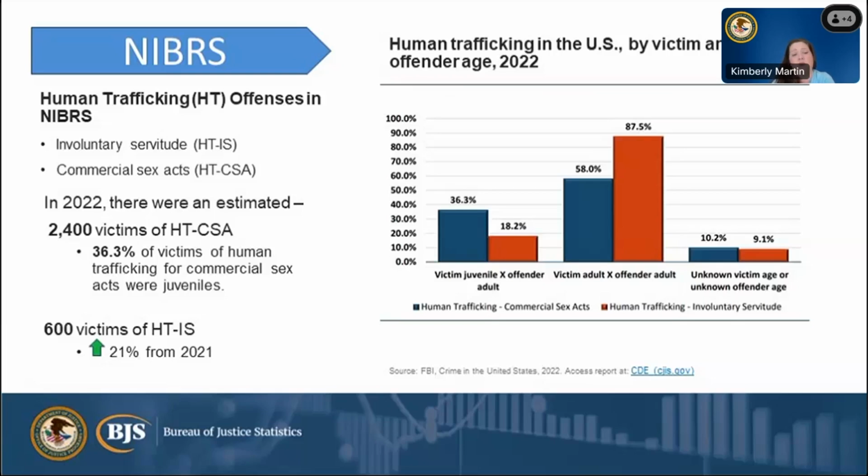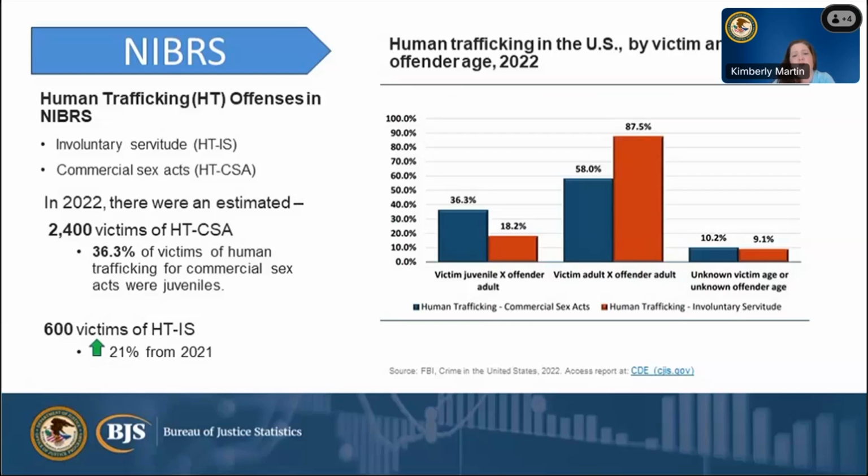Now, just over a third of those, around 36%, those commercial sex acts human trafficking crimes, were of children. So the victims were children in over a third of those. There were about 600 victims of human trafficking for the purposes of involuntary servitude. And that figure was up, and the difference is statistically significant. It was up about 21% from 2021. In 2021, we estimated around 500 victims of human trafficking for involuntary servitude. That was the only form of human trafficking that increased.